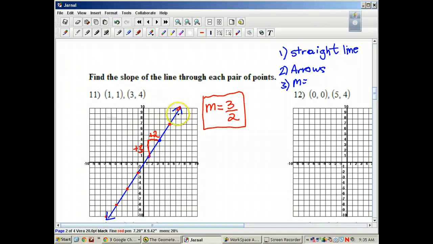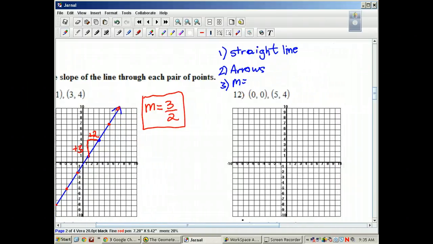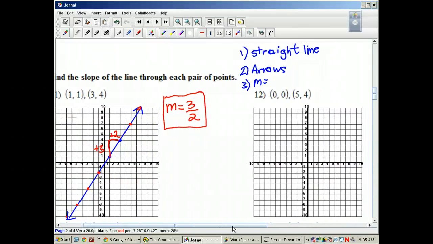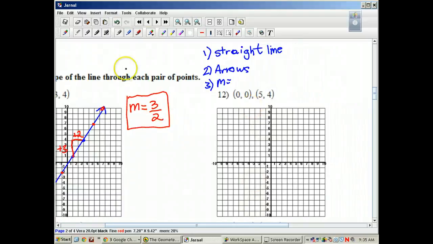Okay, if you want to wait to draw your line until you calculate the slope and then make these other dots, and then draw your line, that'd be good. The more dots you plot, the more accurate it will be. So practice on this other one. It's number 12. So let's plot 0, 0. Let's plot 5, 4.